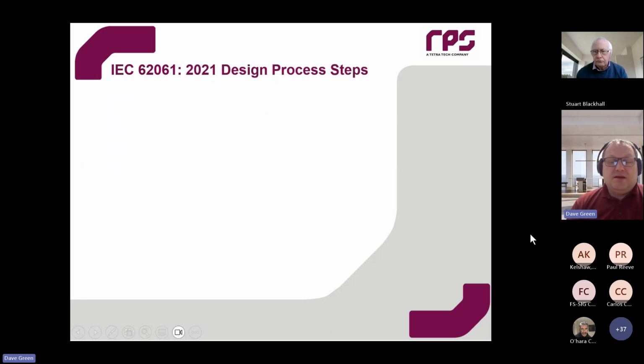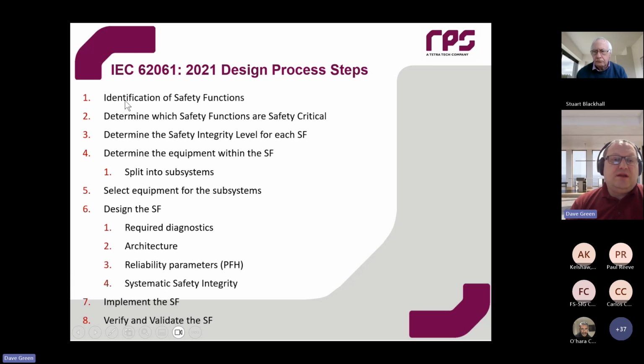So let's have a quick look at the design process steps that now exist within the standard. We need to identify our safety functions. That's traditionally, and still remains, doing our machinery risk assessment, i.e. to ISO 12100, using HRN numbers or whichever method you choose to identify what safety functions are required. Then we need to work out which of those are safety critical, and then determine the safety integrity level for each of those safety functions. The matrix method is still there. The way of doing it is exactly the same.